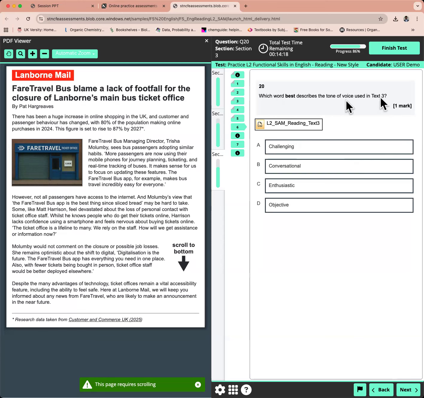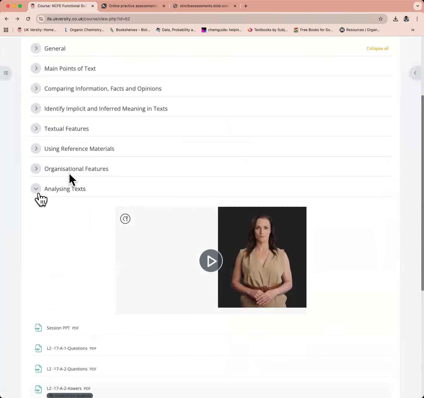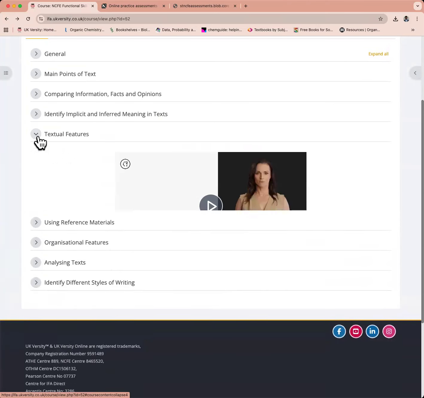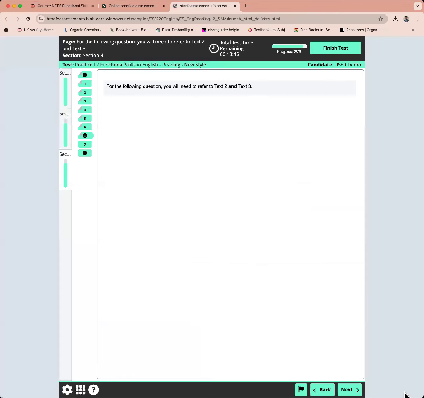So, which word describes the tone of voice? Again, this is a presentation that you would need to go through, which is given in the topic list. And this would come across by looking at identifying the textual features. And these textual features would essentially specify whether the tone is conversational, challenging, enthusiastic, objective. So here, the article written by Pat Hargreaves and the tone of the article is basically more conversational because the journalist is trying to give you information but at the same time trying to extract your opinion about it, and that is where the write-up in the article is termed as conversational.